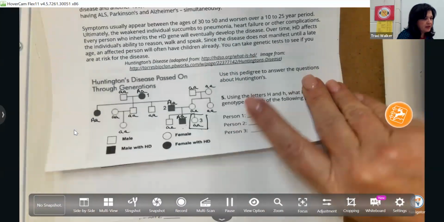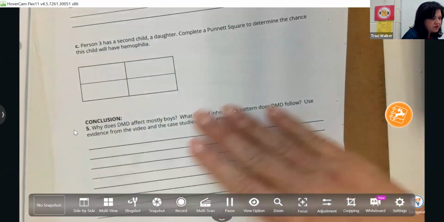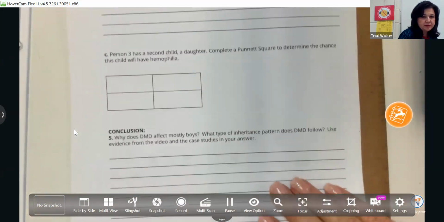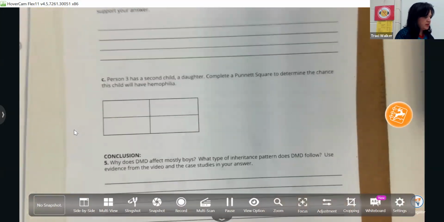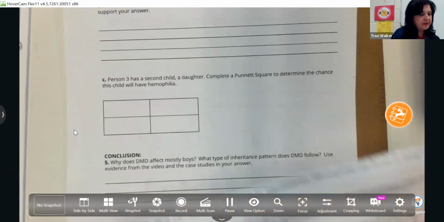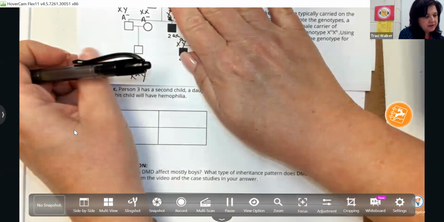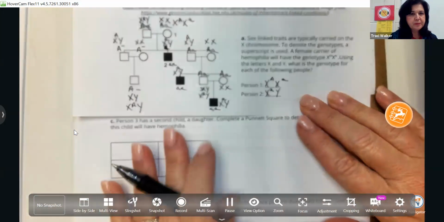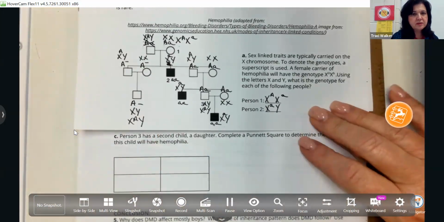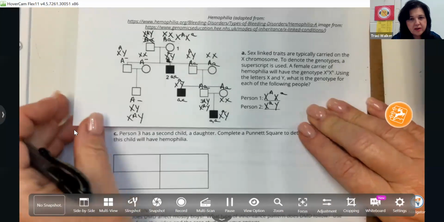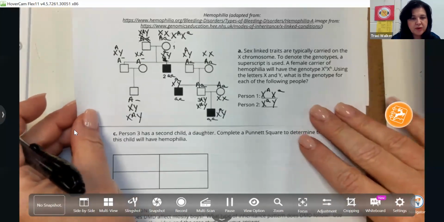Okay, so let's do a Punnett square problem using this pedigree to predict the probability that a child will be born with hemophilia. Okay, just a little bit more. I know this looks like a bunch of gobbledygook, but we only need to look at one particular person.